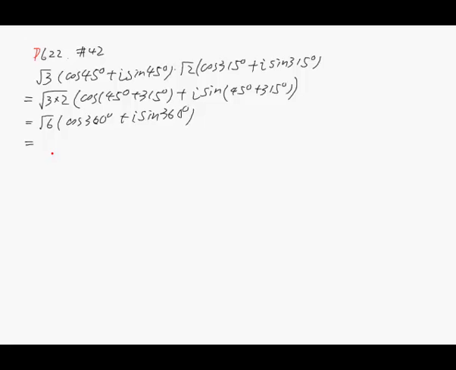What is cosine 360 degrees? 1 or 0? It's 1, right? 360 degrees is the period of the cosine and sine functions, so you can throw it away. Actually this is the same as cosine 0, and cosine 0 is equal to 1. And sine 360 degrees equals 0. So you have 1 plus 0, 1 times root of 6. So that is root of 6.